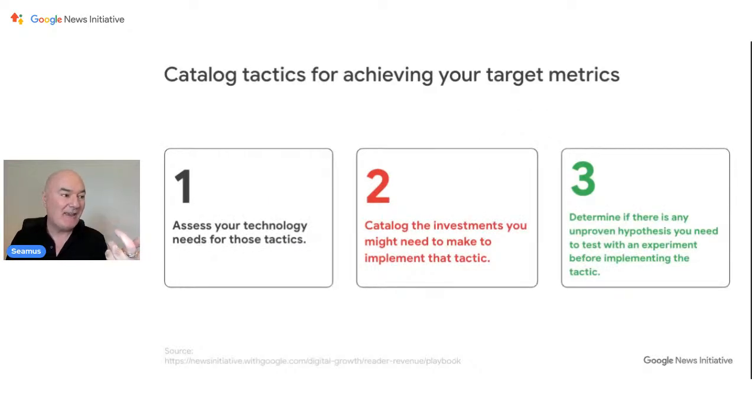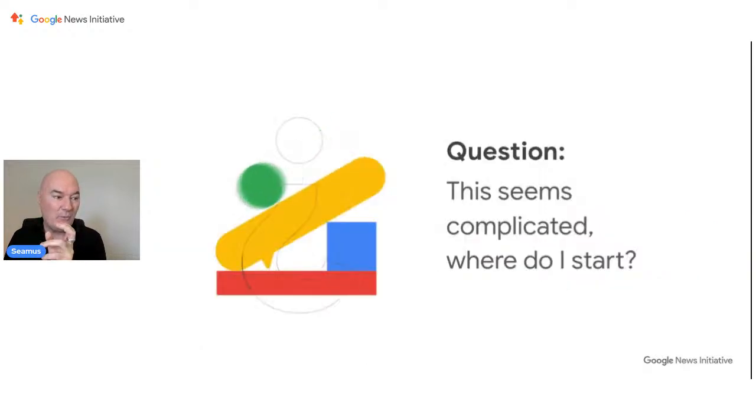So as we can see there, some of these tactics for achieving this. Assessing the technology for your tactics, making sure that that's in tandem. The investments that you might need, looking at things that are not yet proven, so things that you need to test and you need to experiment with as well. Don't know if there are any questions. We've covered a lot, haven't we?